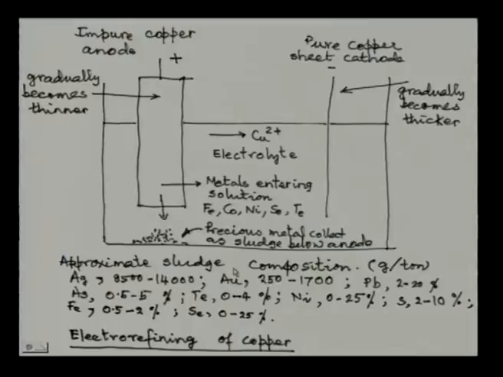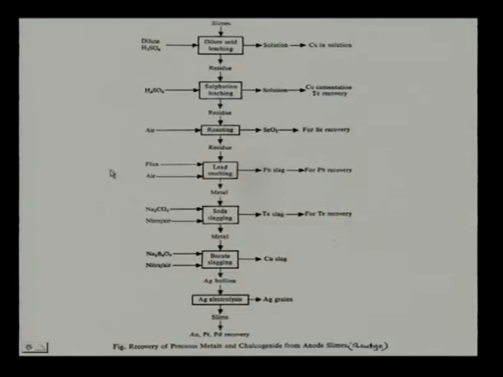This is grams per ton. Silver, gold, lead, arsenic, tellurium, nickel, etc. So, depending on the amount of sludge, a considerable amount of these precious metals is collected, and their price can actually account for the cost of electro-refining and many other things.